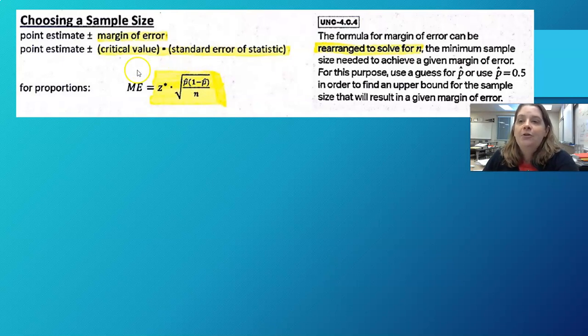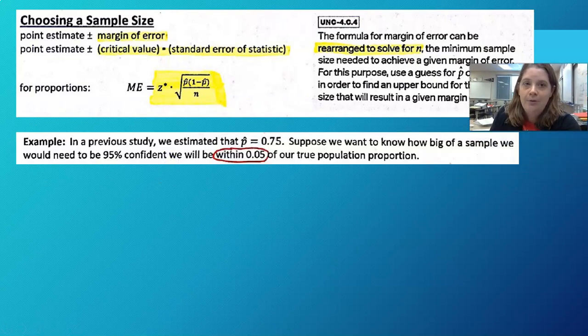Now, the good thing about this formula is that you can actually rearrange it to solve for n. So if you started off the problem and you knew what degree of accuracy you wanted, say you want to predict the proportion of people who support the governor within 5% of the truth, or within 10% of the truth, or within a certain margin of error, you could do it by working backwards and solving this. So here's how we would go through that process.